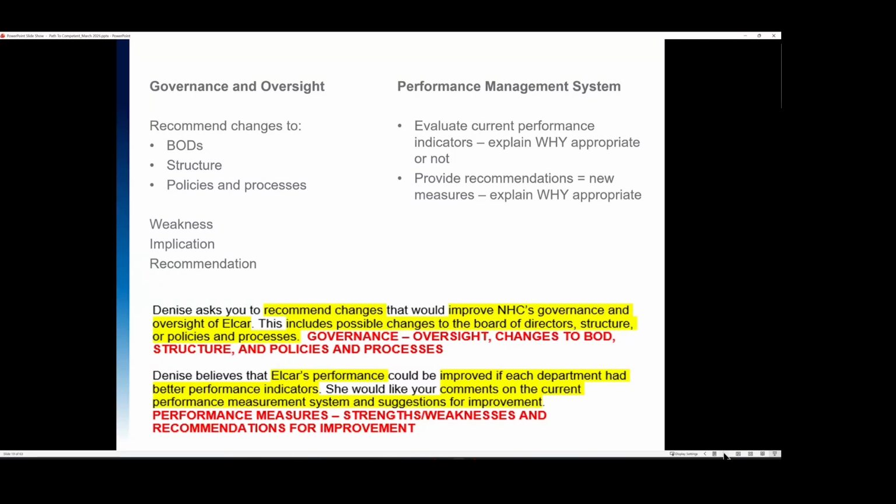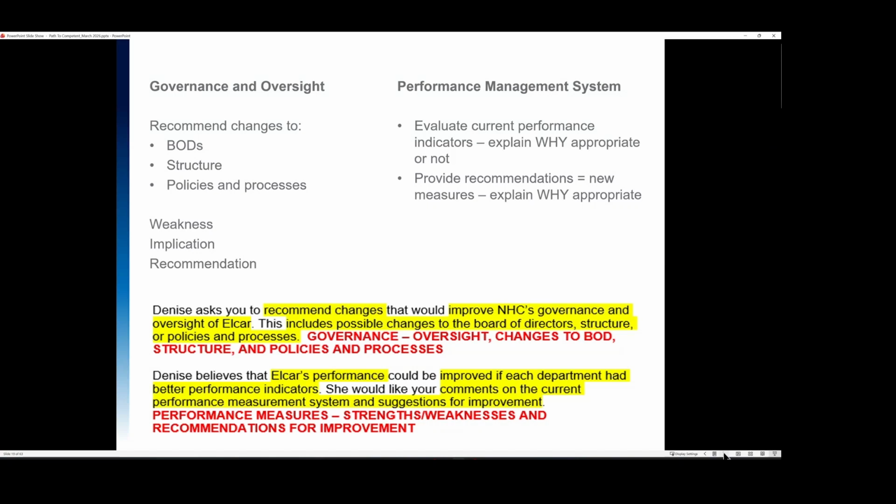Again, a very good discussion framework structure to use is WIR: weakness, implication, and recommendation. They're also asking us to look at their current performance management system and evaluate the current performance indicators. So I already know that I need to explain why they are or are not appropriate. Plus, I also need to provide recommendations, so I need to provide new measurements, and I need to state and explain why they are appropriate.